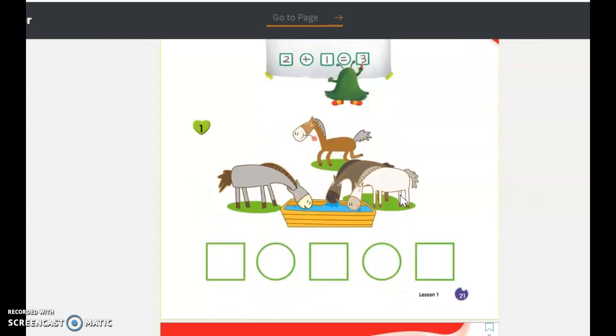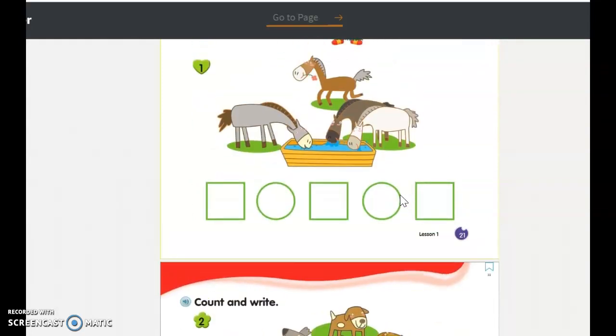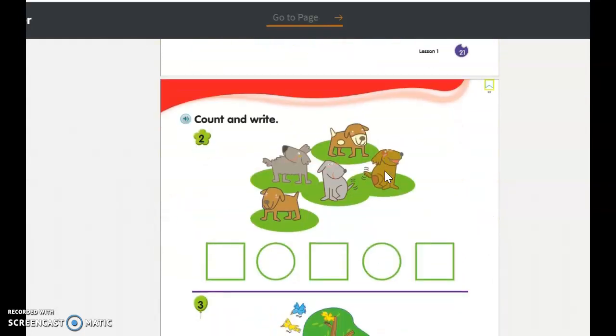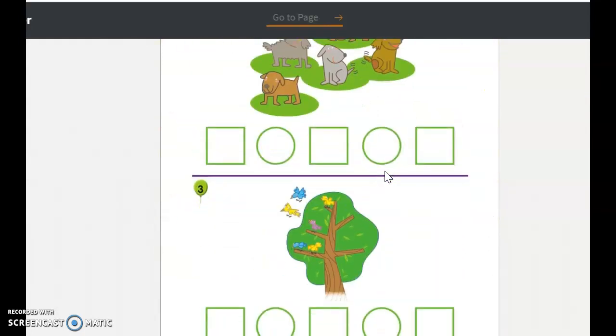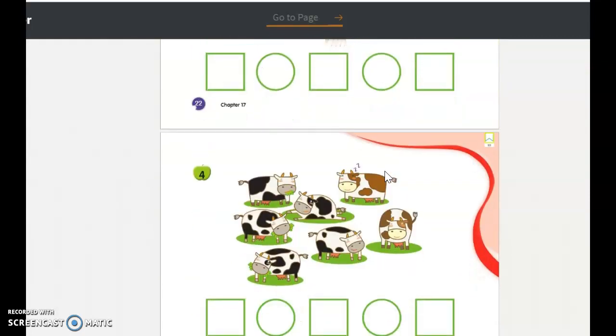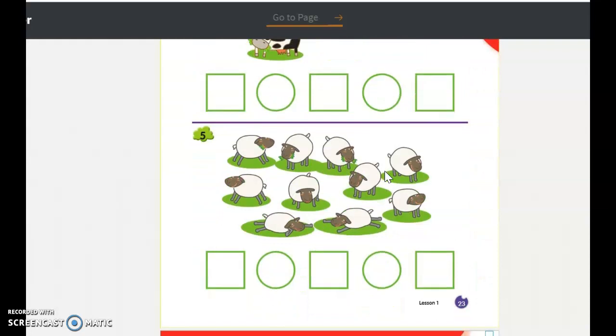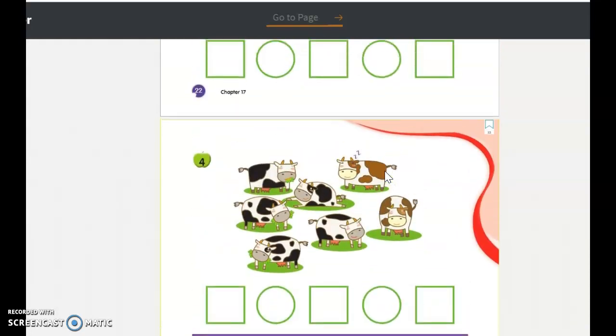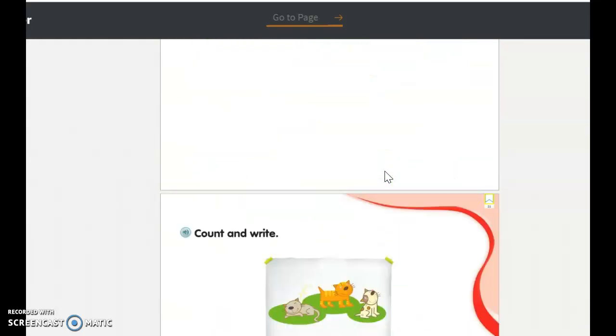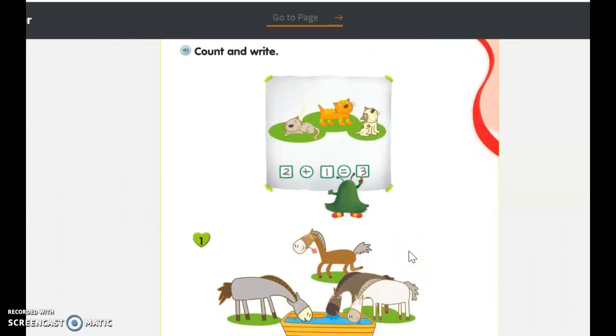And now you are going to go on to Seesaw and you're going to look at these next couple questions with the horses, the dogs, the birds, the cows, and the sheep. And you're going to tell me a number sentence that matches a number story that you've created. Okay? So that is your job for us today.